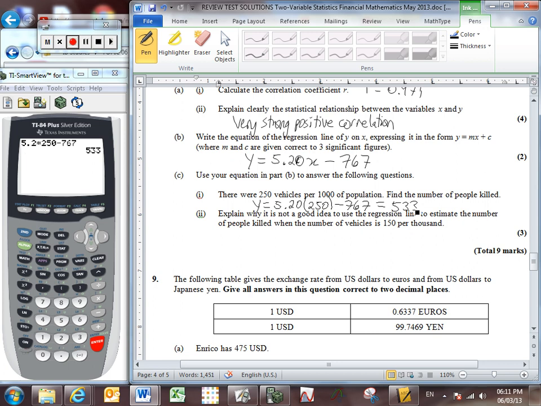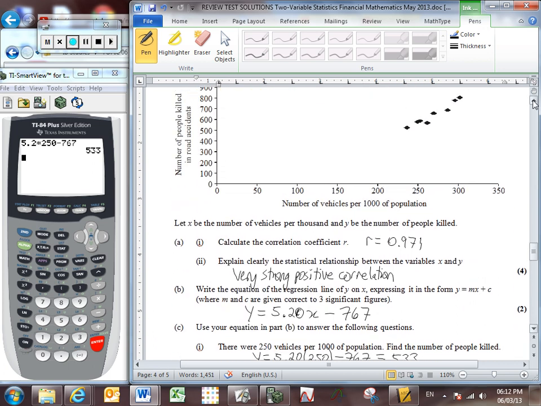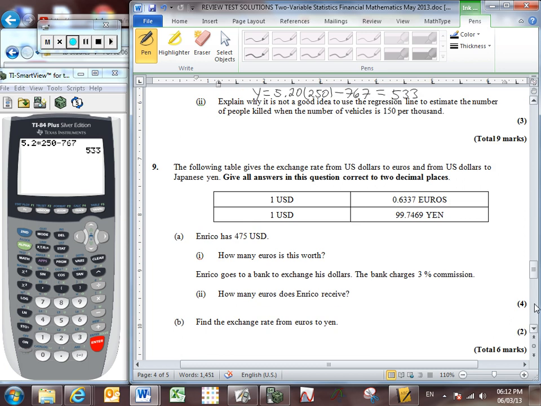Explain why it is not a good idea to use the regression line to estimate the number of people killed when the number of vehicles is 150 per thousand. 150 is over here, and we don't have anything in the scatter plot in this area. That would force us to be extrapolating way outside our range of data. So we can only make reliable predictions in between the min and the max, interpolating. If it's asking me about something way out here, lining up with 150, no, that's not reliable.